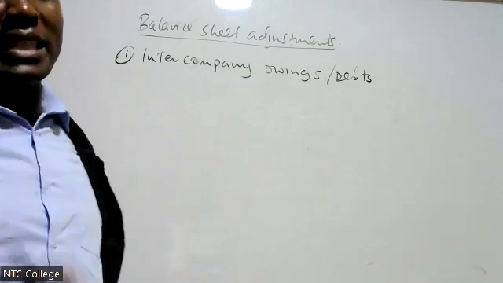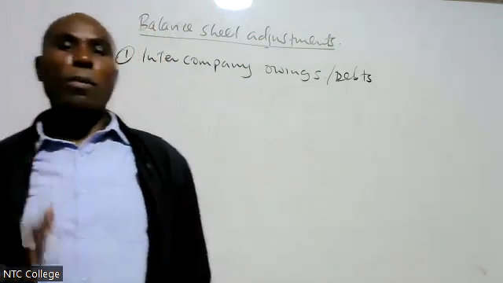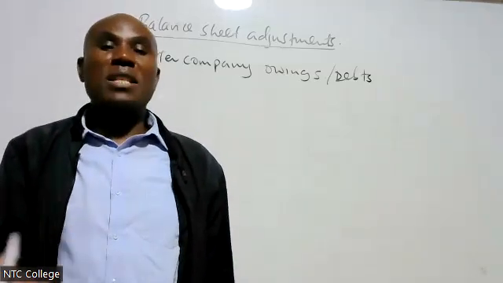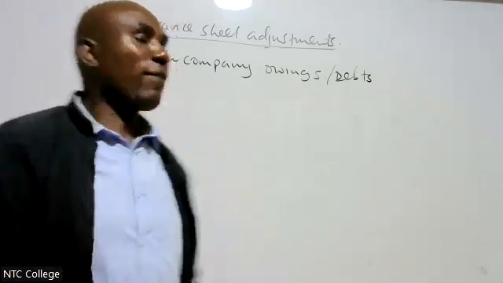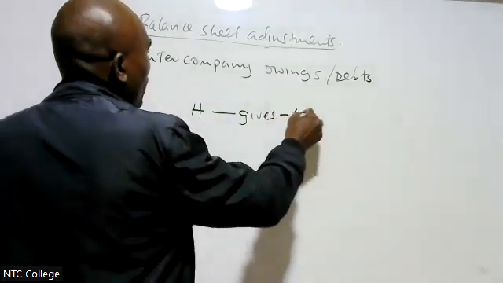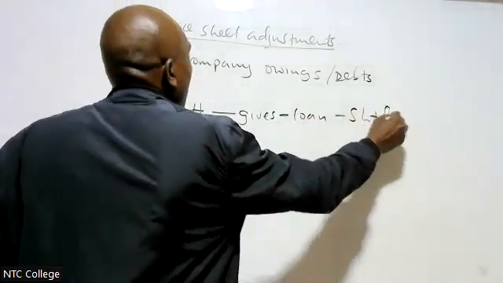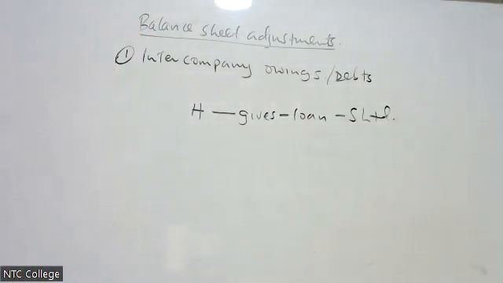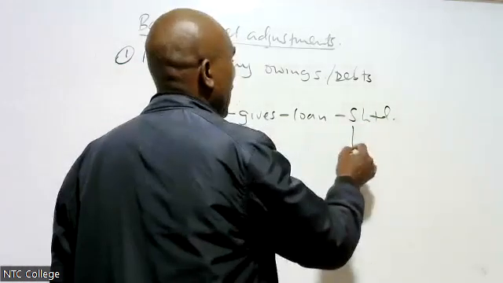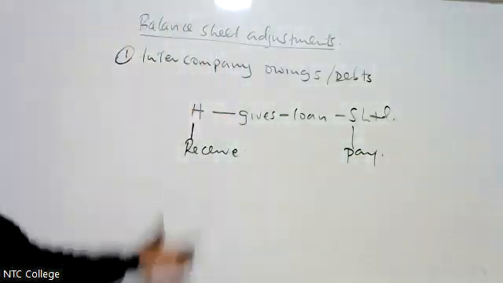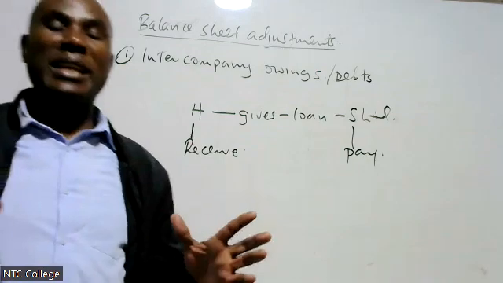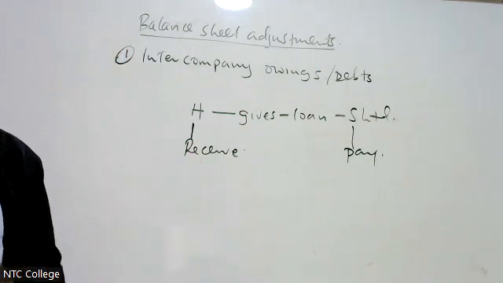Therefore, intercompany owings is where one group member owes some amount to another group member. Like, for example, I have H. H has given a loan to S Limited. Therefore, H says I need to receive my money. S says I need to pay the loan. That is what we are calling intercompany debts or intercompany owings.